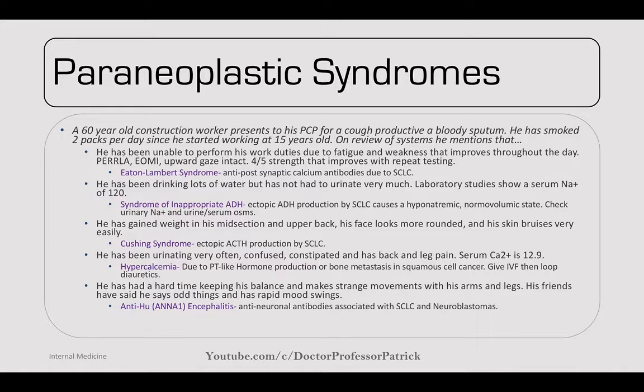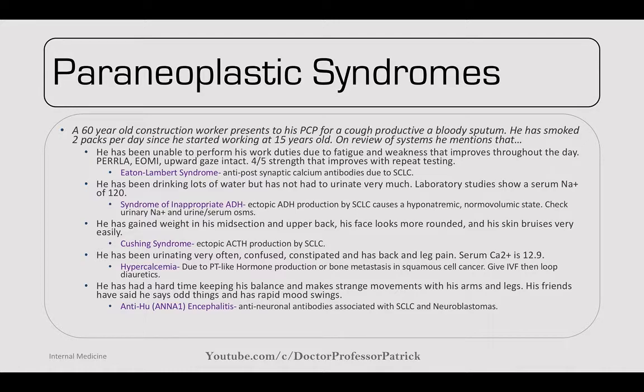So once again, we've got a 60-year-old construction worker who presents to his PCP with a cough and bloody sputum. He smoked 2 packs per day since he started working at 15 years old. On review of systems, he also mentions that he has been unable to perform his work duties due to fatigue and weakness that improves throughout the day. His pupils are equal, reactive, and respond to light. His extraocular movements are intact and upward gaze is intact. And then he has 4 out of 5 strength that improves with repeat testing.